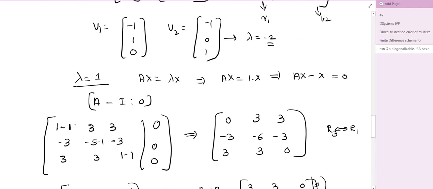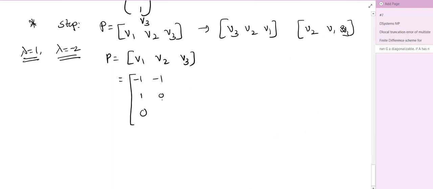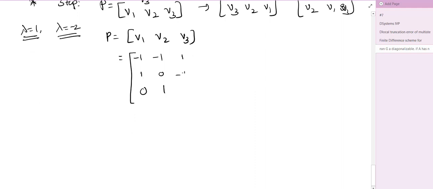Minus 1, 0, 1. And your V3 is 1, minus 1, 1. This is your matrix P. As I told you, there is no sequence for this. You can use any sequence. Now, when you're writing step 4, constructing the D matrix, which is the diagonalization matrix, whatever sequence you have followed here, the same sequence you should follow for constructing D.